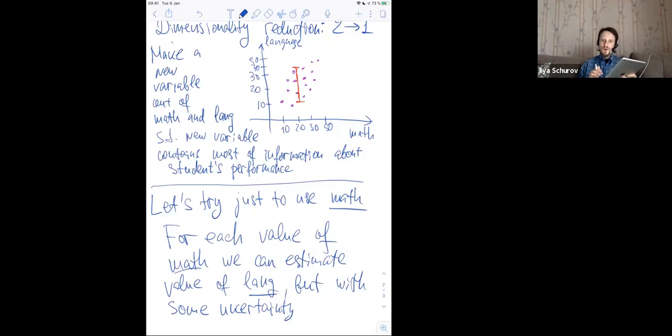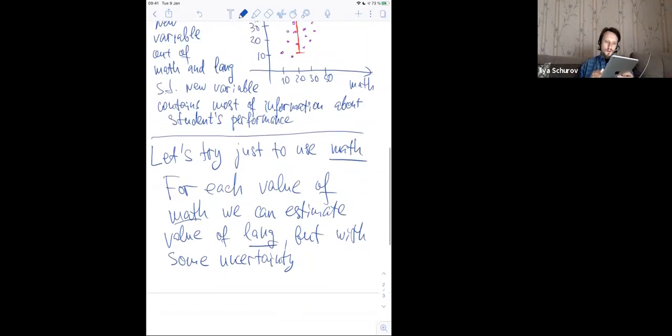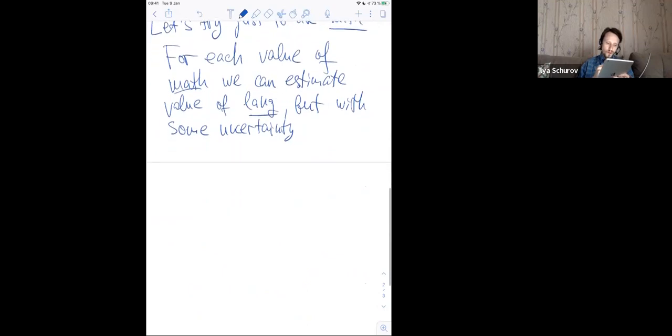So let us analyze how our new variable, which is just an average of math and language, will work. Actually, reporting the average is the same as reporting the sum. So let us just report the sum, because one can be recalculated into the other just by dividing or multiplying by two. This is a trivial operation. So let us use the cumulative score as our new variable, which will be just math plus language. Let me redraw the same picture.